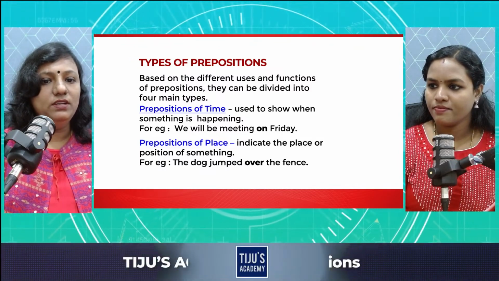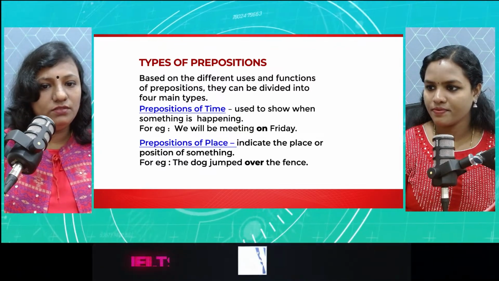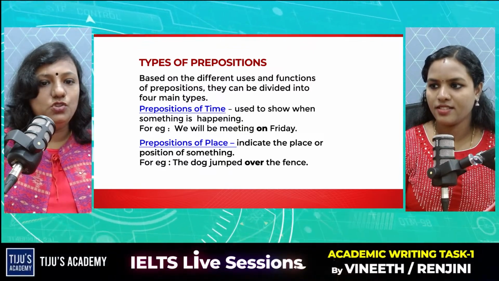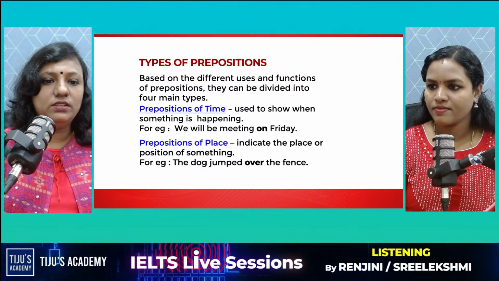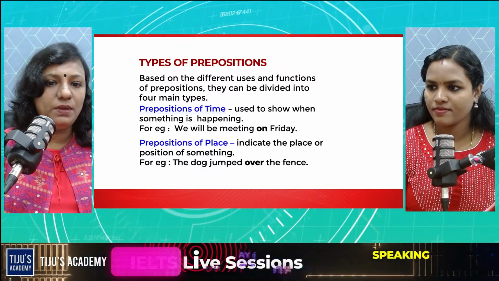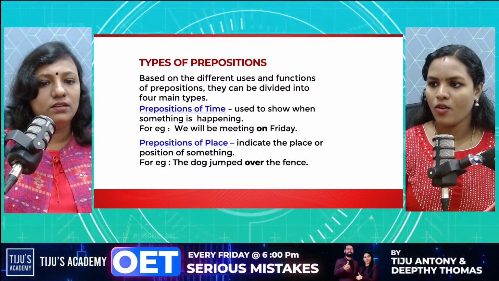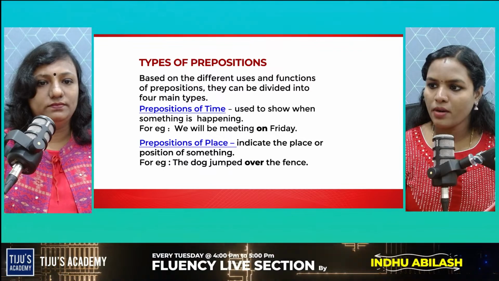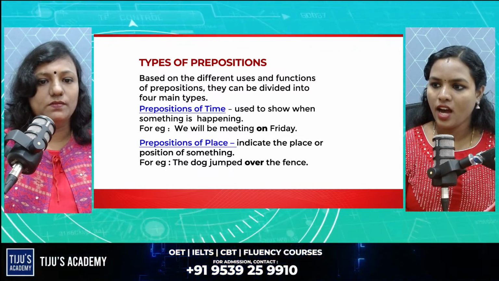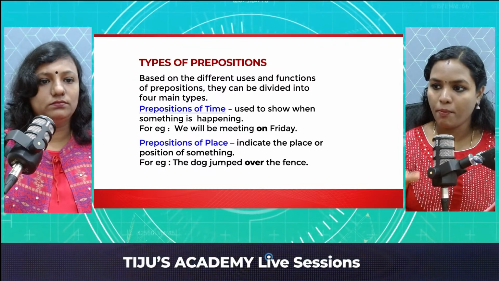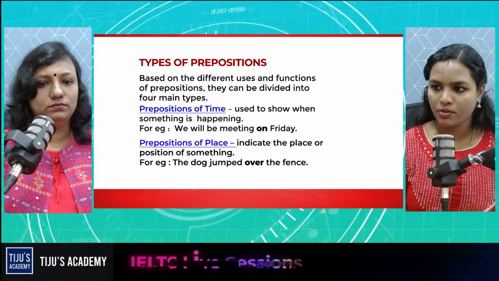For example, we will be meeting on Friday. When are we meeting? On Friday. So, in order to show when something is happening, we have to use the preposition on. We have highlighted that preposition in the example. So the preposition of time is the type we use to mention the time period of when something happened.